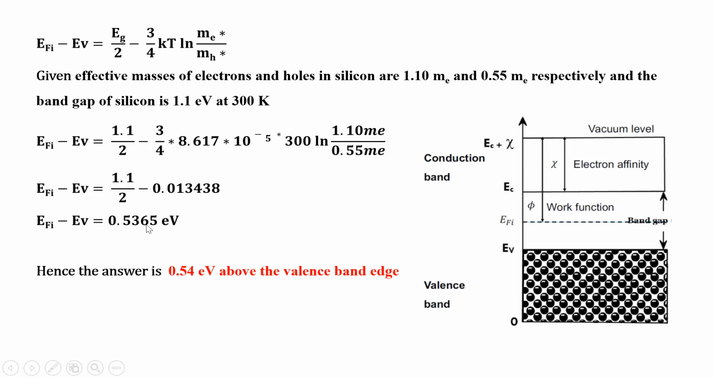So here it comes like this. See, EFI minus EV is equal to 0.54. So above valence band, it lies at a distance of 0.54 electron volts.